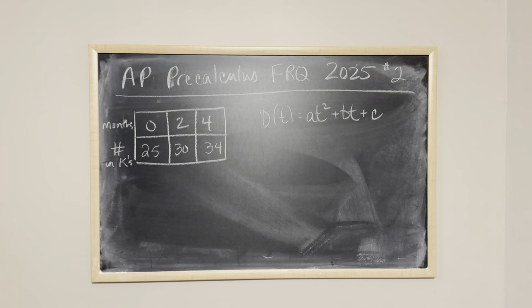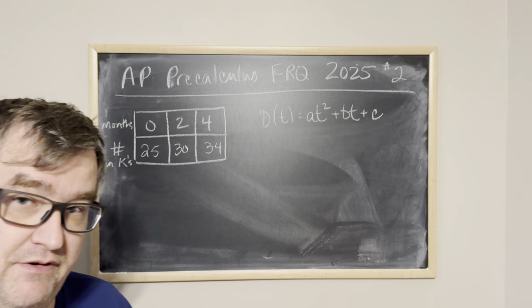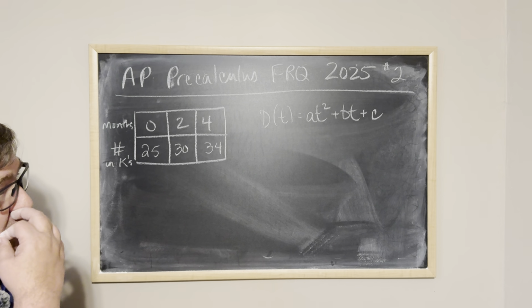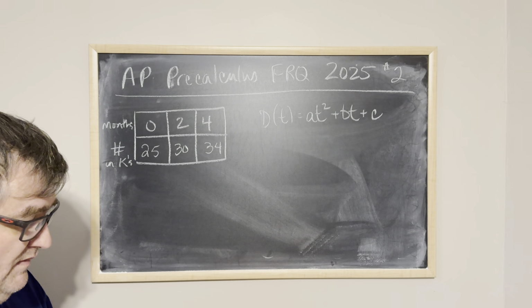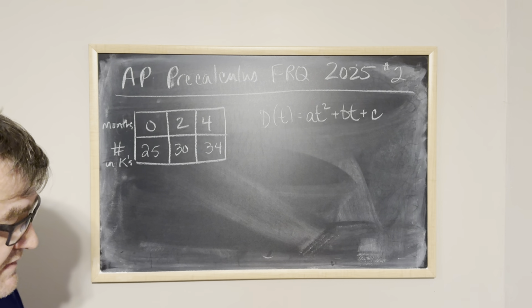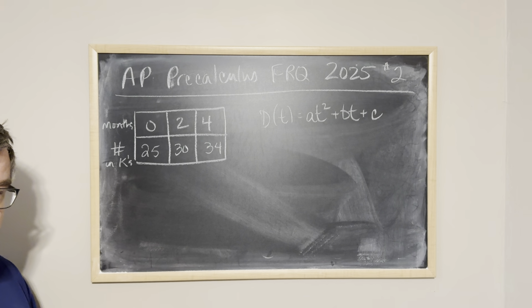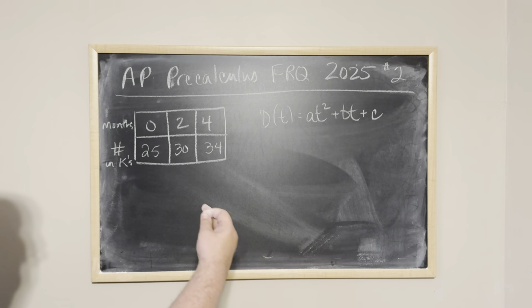And on our chalkboard today, we have problem 2 of the AP Precalculus free response questions of 2025. I'm going to put the PDF down in the video description here, that way you can follow along with this. But basically the premise is that a musician has released a new song. We are given this chart.